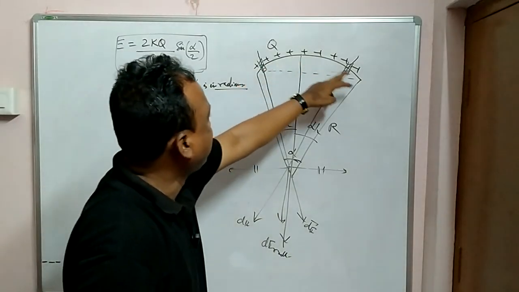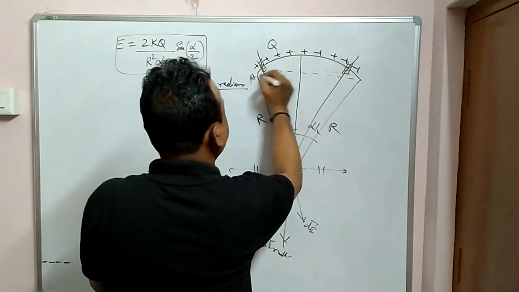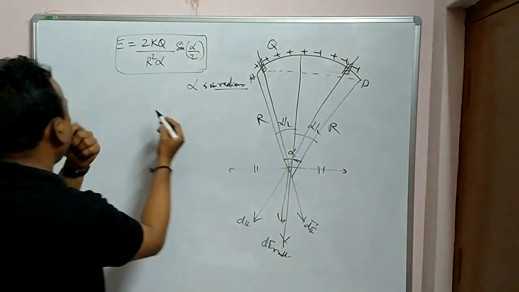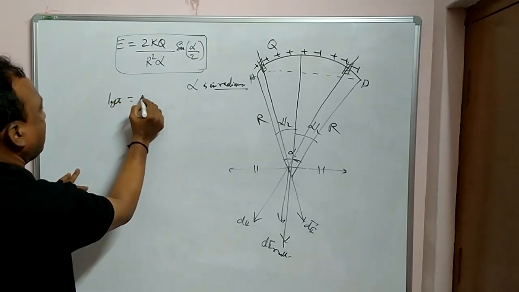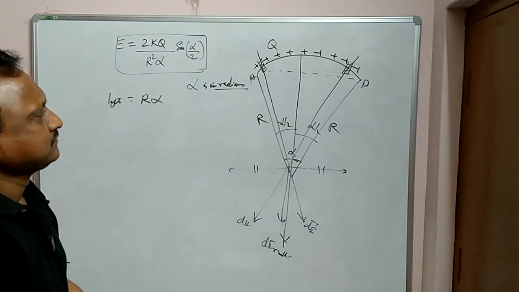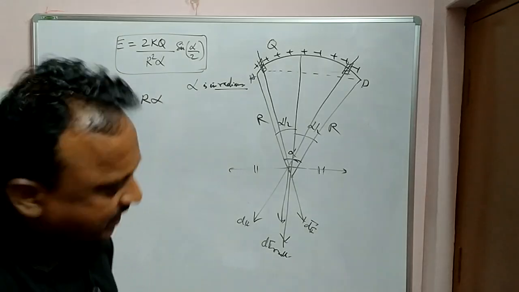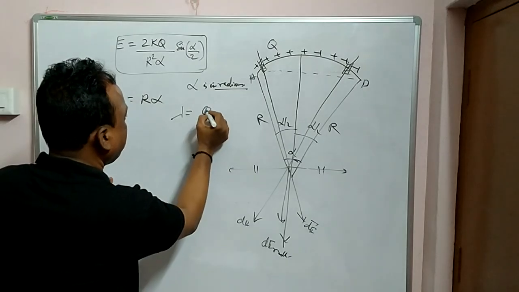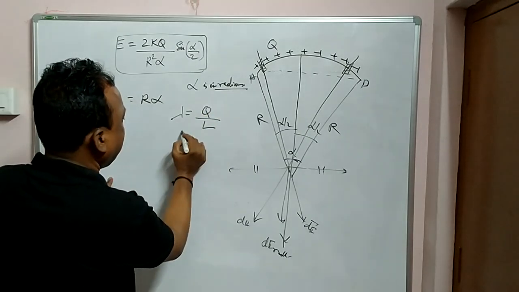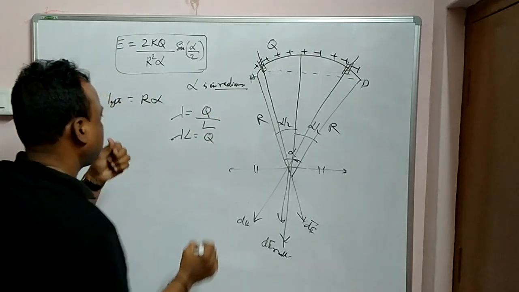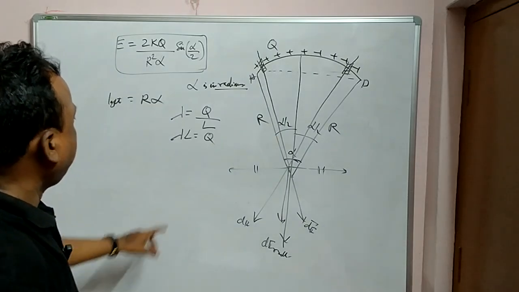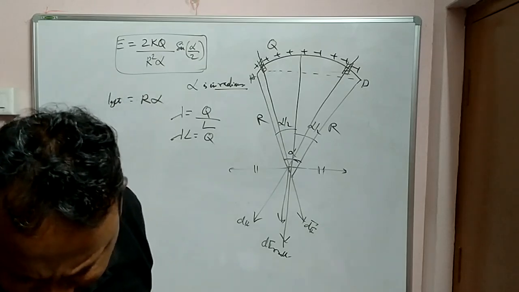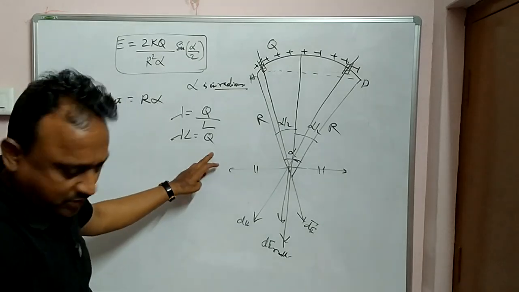You can also calculate the length of this arc AB. What is this length? R theta, that is R alpha. You can calculate that. Not only that, what is the linear charge density? Lambda is equal to capital Q by L, or lambda into L is equal to Q. Clear? Lambda into L is equal to Q.